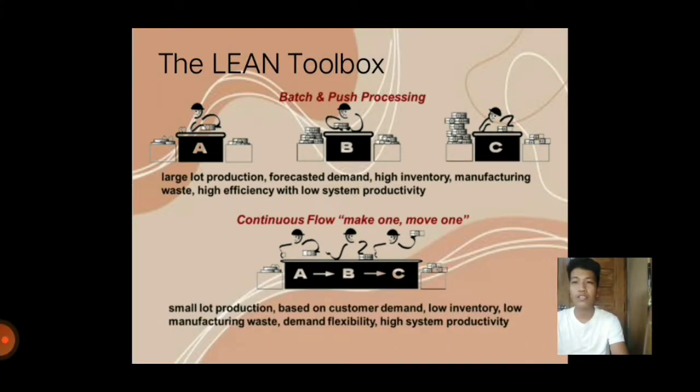So the Lean Toolbox: Kanban signals. The Lean Toolbox: batch push processing, the large lot productions based on the forecast demand, with high inventory, manufacturing space, and high efficiency with low system productivity. For the continuous flow, make one, move one, small lot productions based on customer demand, low inventory, low manufacturing waste, demand flexibility, high system productivity.